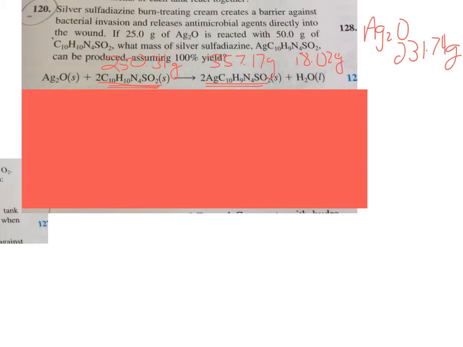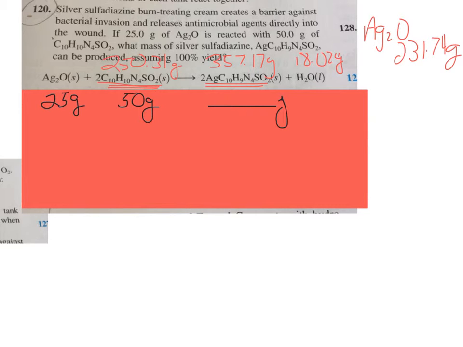So, how many grams of Ag2O are we starting with? 25 grams of this, right? So we have 25 grams of this, and it's 25.0, and it's reacted with 50 grams of this. And the question is, what mass of this can I make? This burn treatment cream. This is a real cream. Oh, hard to see that, huh?